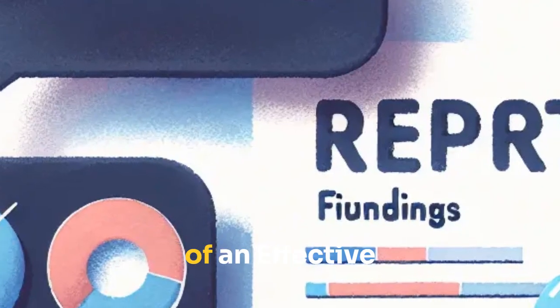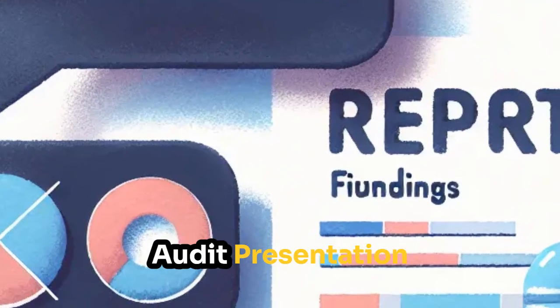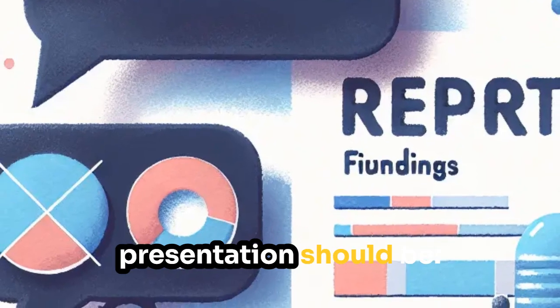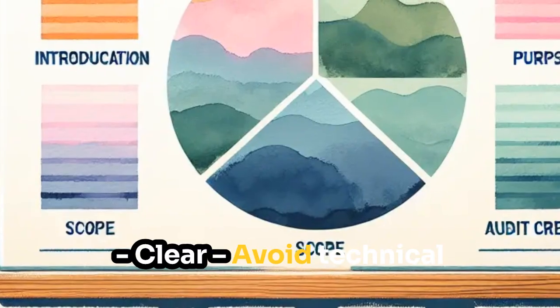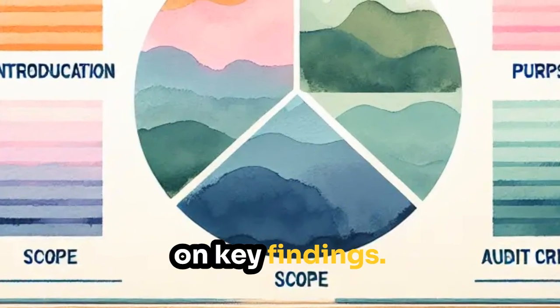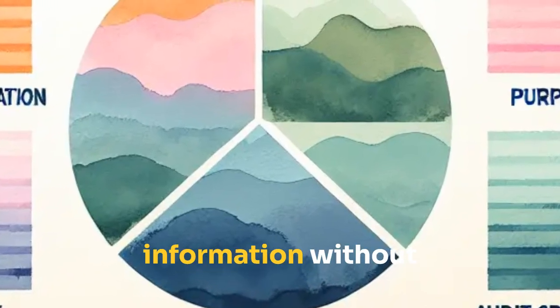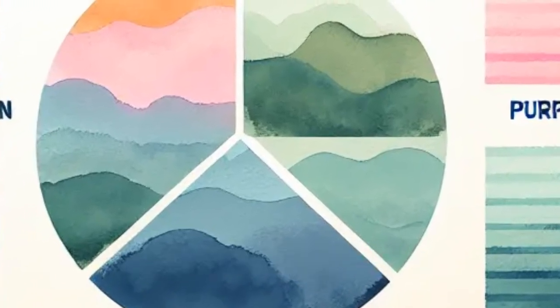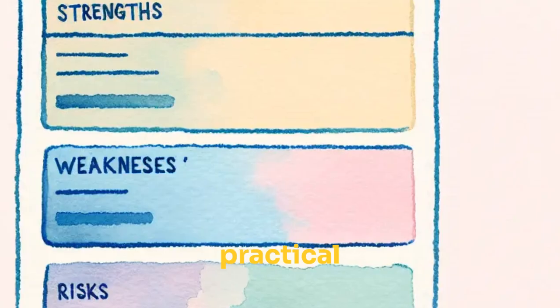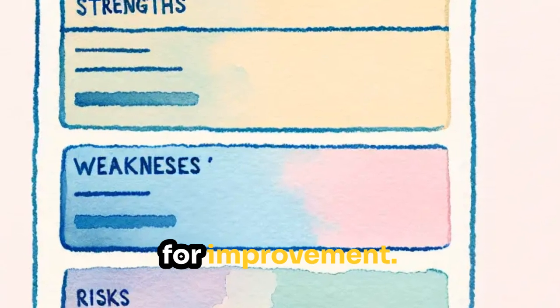2. Key components of an effective audit presentation. A strong audit presentation should be clear, avoid technical jargon, and focus on key findings. Concise, stick to essential information without overwhelming details. Actionable, offer practical recommendations for improvement.